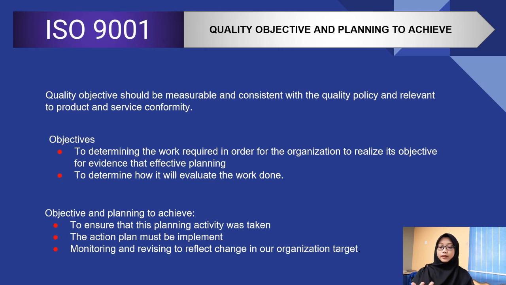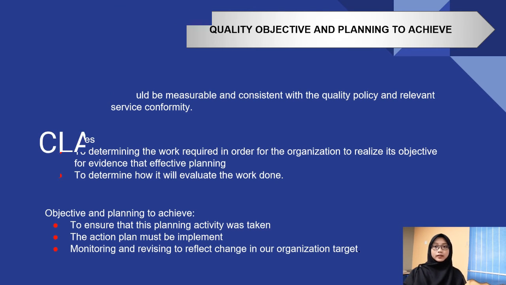The objective and planning can be achieved through, first, ensuring that this planning activity is taken, for example, identification of the process, resources and skills. Second, the action plan must be implemented, and the last, monitoring and revising to reflect changes in our organization's targets.